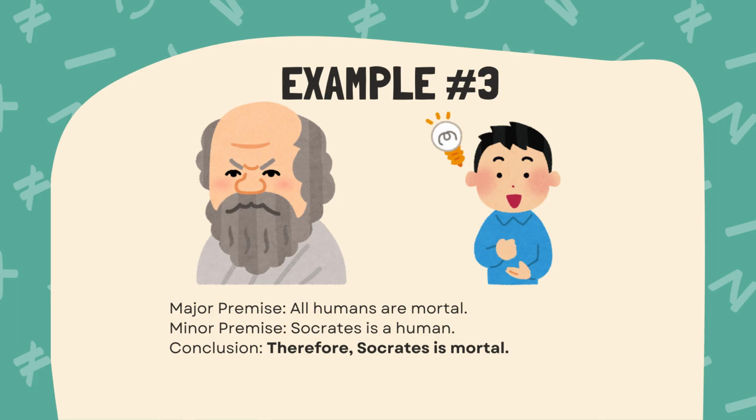Example number 3. The major premise is all humans are mortal. The minor premise is Socrates is a human. Therefore, Socrates is mortal. The terms are, the major term is mortal, the minor term is Socrates, and the middle term is humans. So the middle term humans connects Socrates to the universal property of mortality.